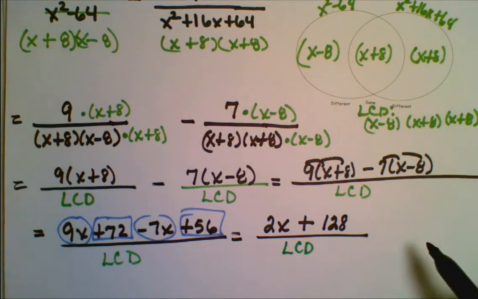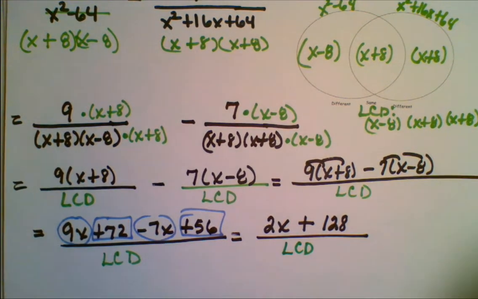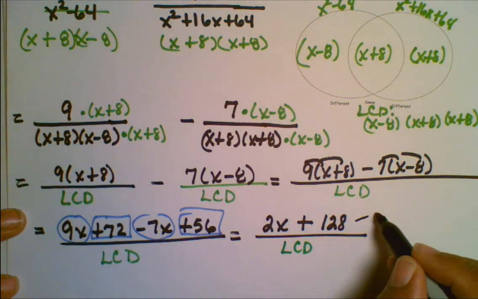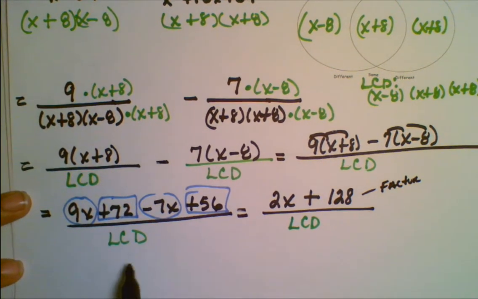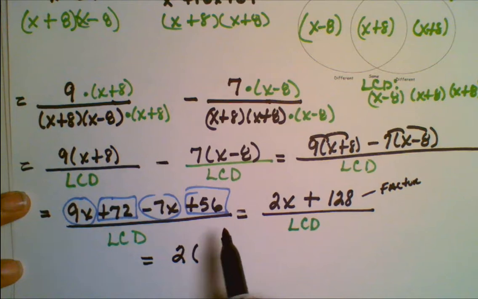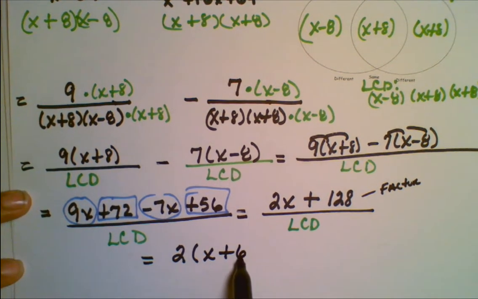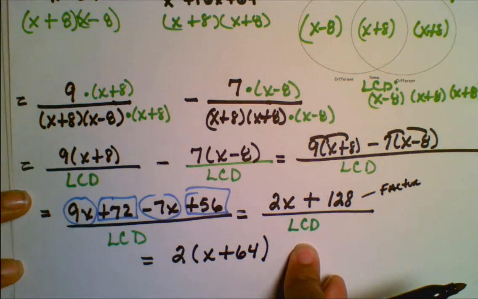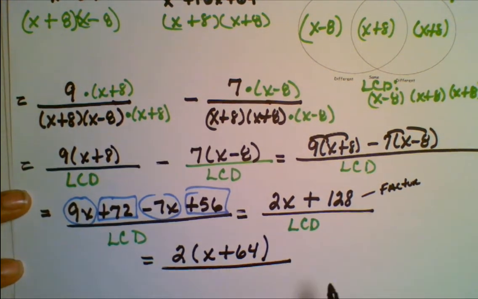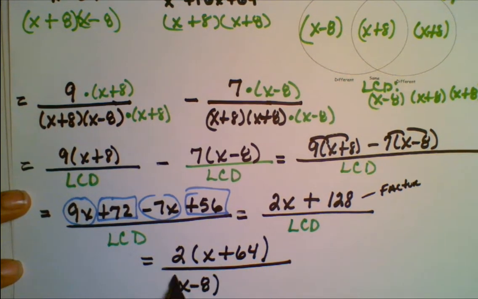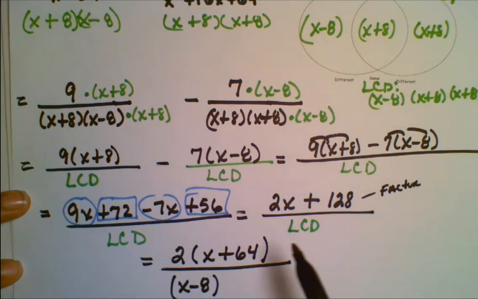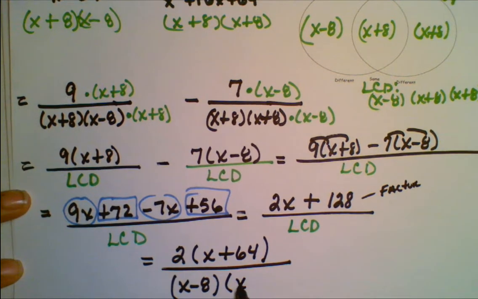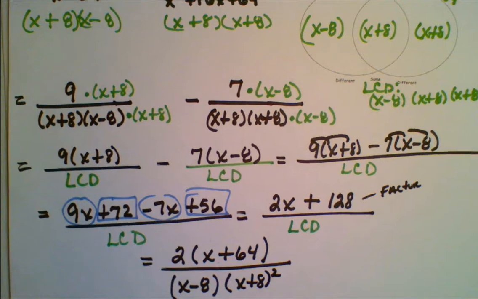And then lastly, can we factor at this moment? We've combined like terms. We've done everything we can do at this moment. Can we factor out anything? We can factor out a GCF of 2. So factor out a 2, and what's left over is x plus 64 all over our LCD. And we have x minus 8 times x plus 8 times x plus 8. Since the binomials are repeating, let's write it in exponential form, and we're going to write it as x plus 8 squared. And that is it. That's all we can do for this example.